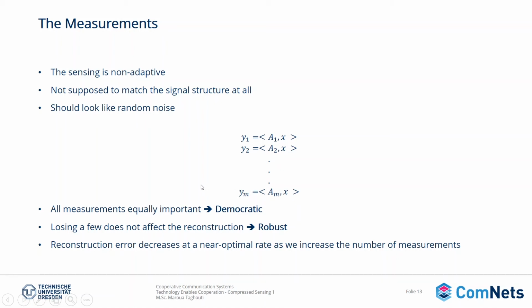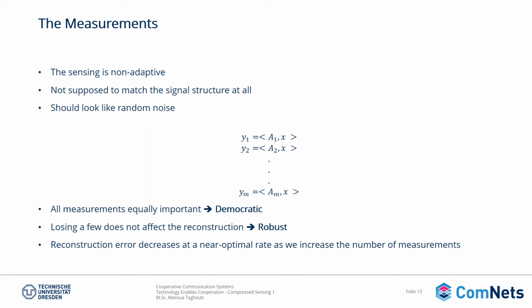So these measurements, they are all of them equally important, funnily equally unimportant. So why are they important? Because like equally important, you feel like some kind of democracy. All of them, they're good, we need them, but if we are losing some of them, it will not affect the reconstruction. So maybe you have attended the network coding lectures, and this is quite funny.